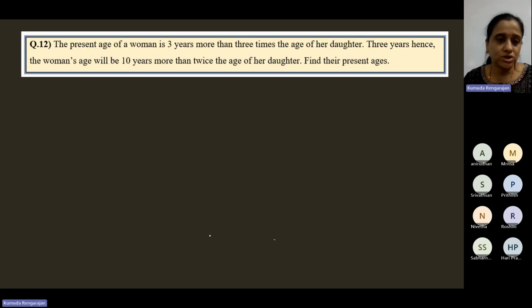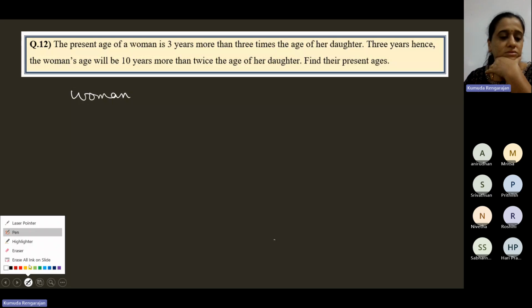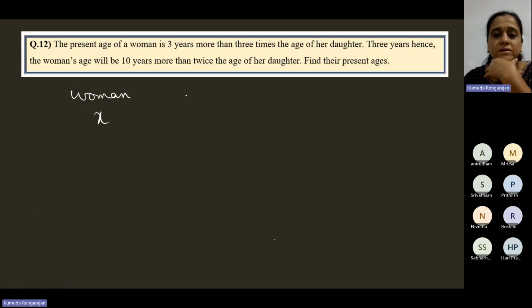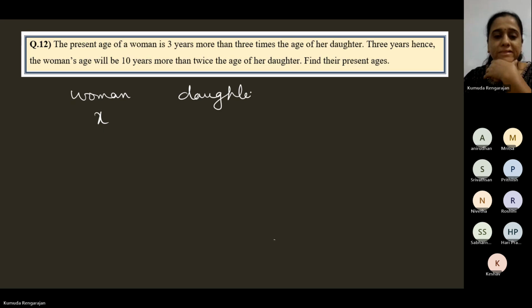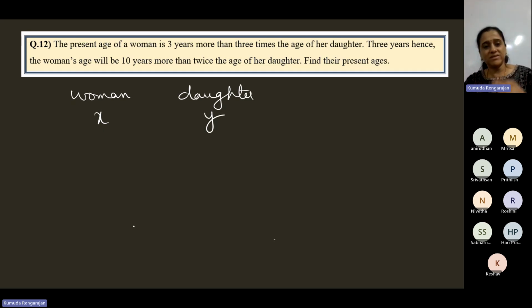The present age of a woman is 3 years more than 3 times the age of her daughter. So in this question, there are two characters, woman and daughter. Let the present age of the woman be X and the daughter Y. This is present ages. So the present age of the woman, X, is 3 years more than.